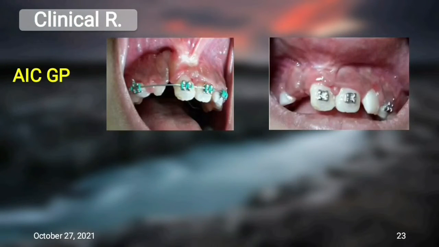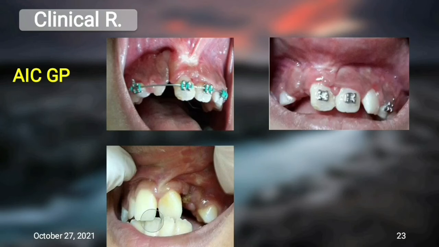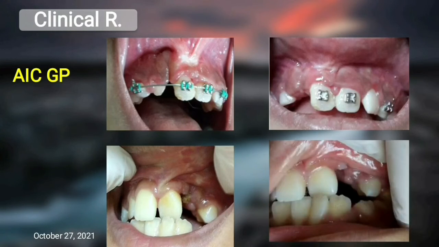Healing went uneventful for all cases except for one patient in the iliac crest group where partial graft exposure occurred, and was managed by local antiseptic measures and systemic antibiotics. These photos to the right show mucosal healing 1 month postoperative.